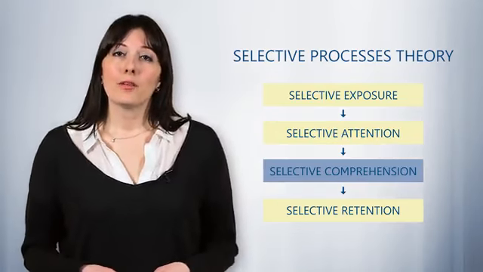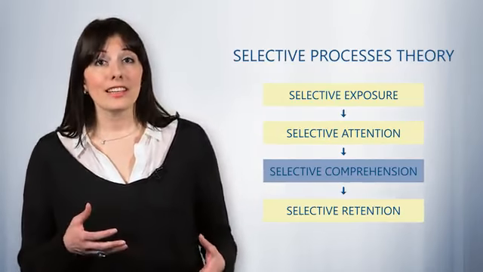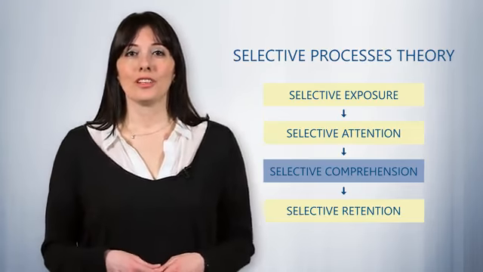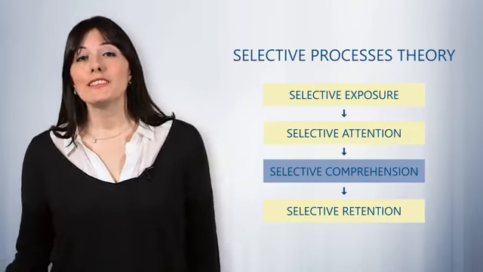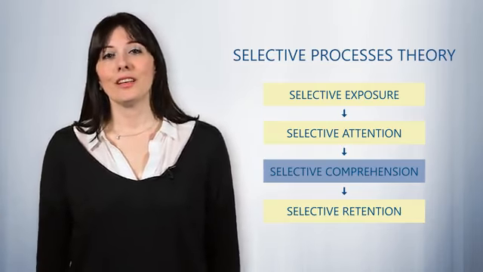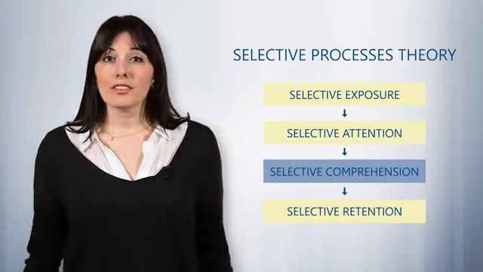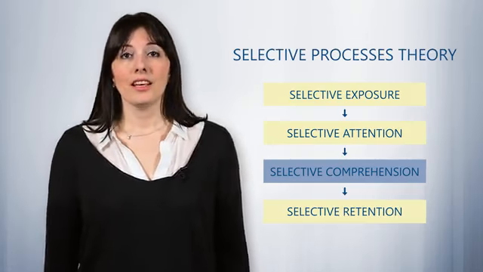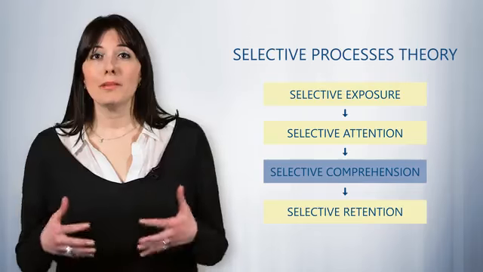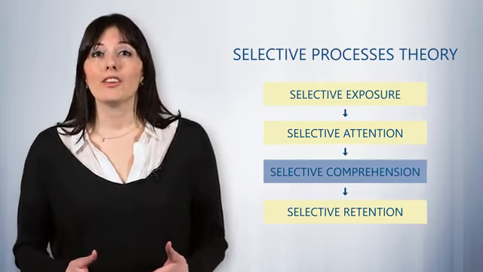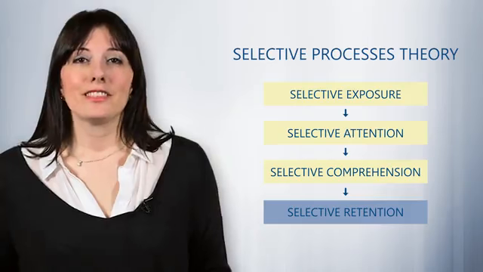The next step is selective comprehension. It's about how individuals interpret the information that they have consciously and willingly given their attention to. People have a tendency to alter the meaning of messages so that they become consistent with their pre-existing beliefs and attitudes. In other words, people use their prior experiences, memories, and expectations to attach meaning to a message. This suggests that one message may carry totally different meanings for different people depending on their backgrounds, values, attitudes, and beliefs.